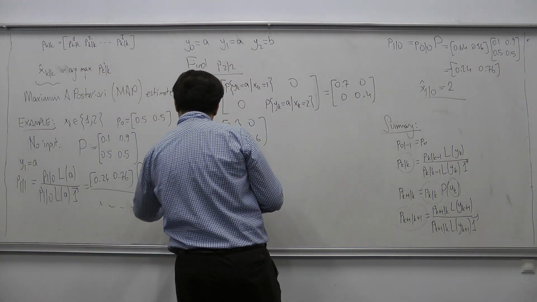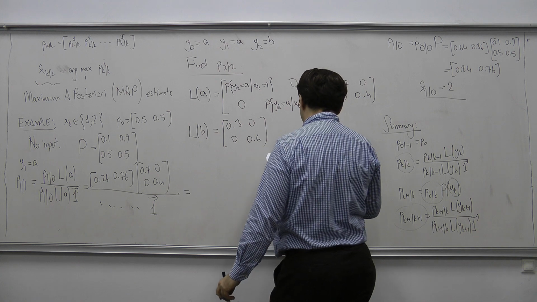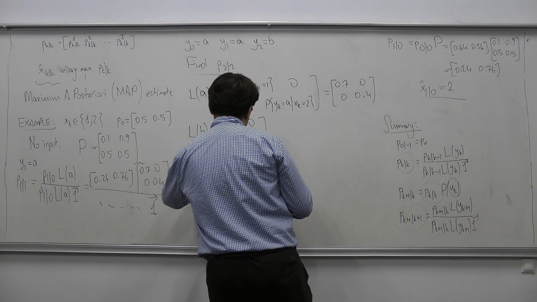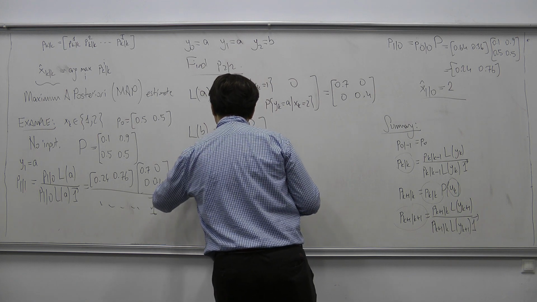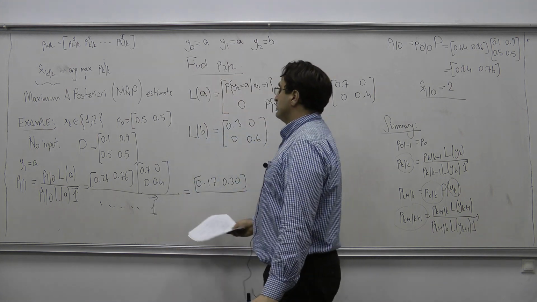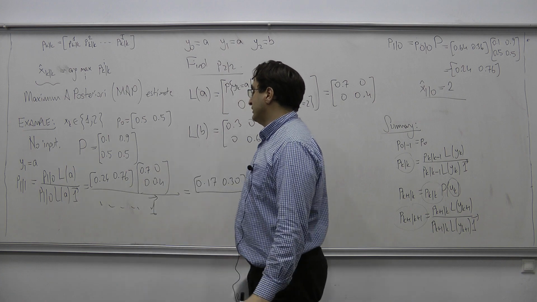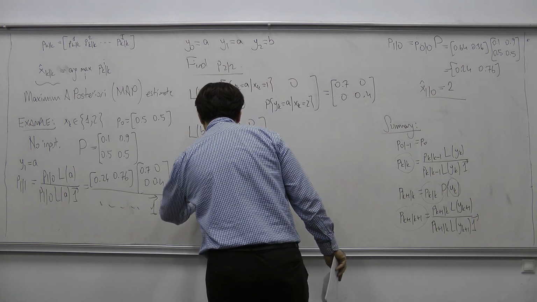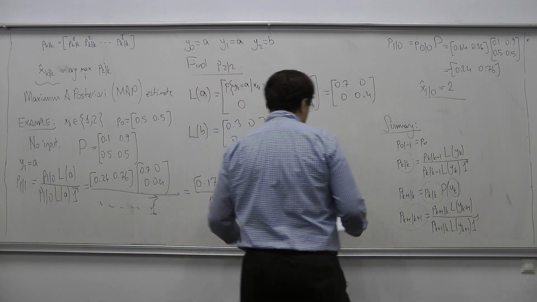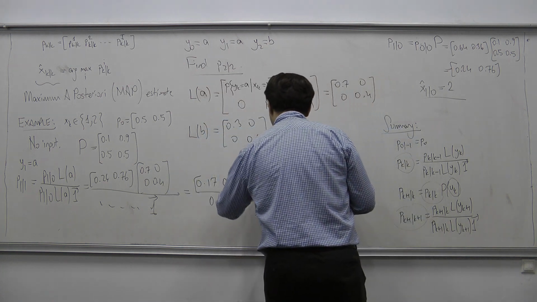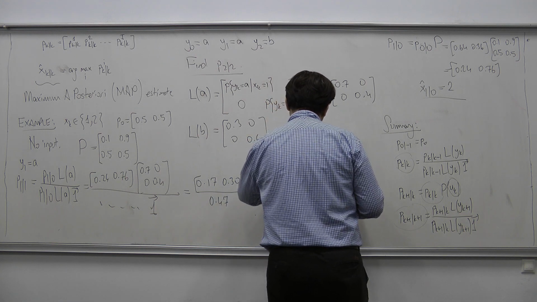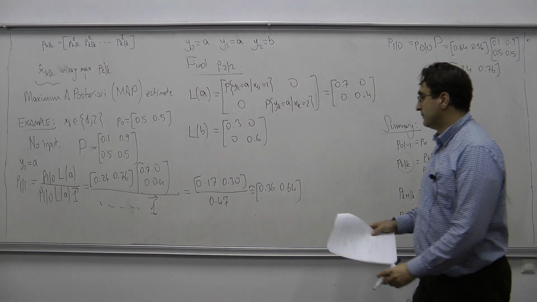And that is going to be, if you do this multiplication, then you're going to end up with 0.17 times 0.30 divided by, you really do not have to make the multiplication in the denominator. You just sum these elements and divide by that number, 0.47. And this turns out to be 0.36, 0.64.